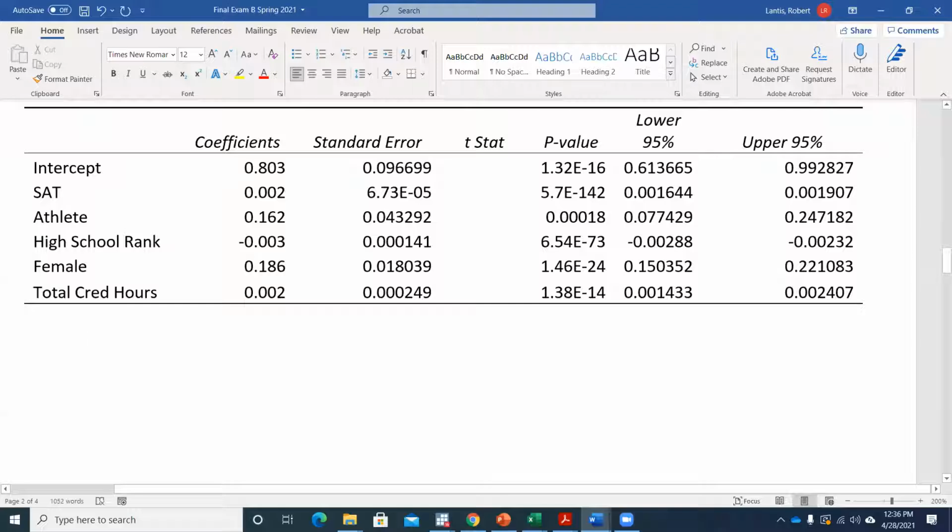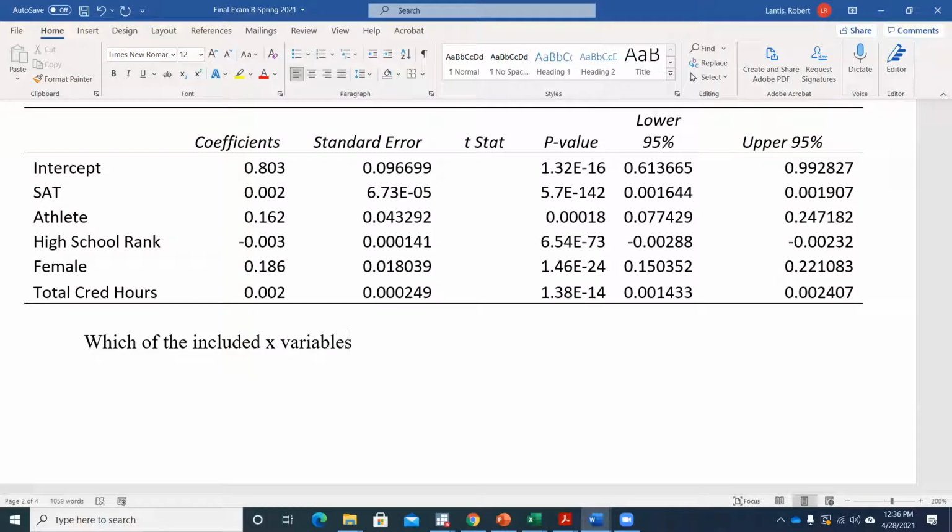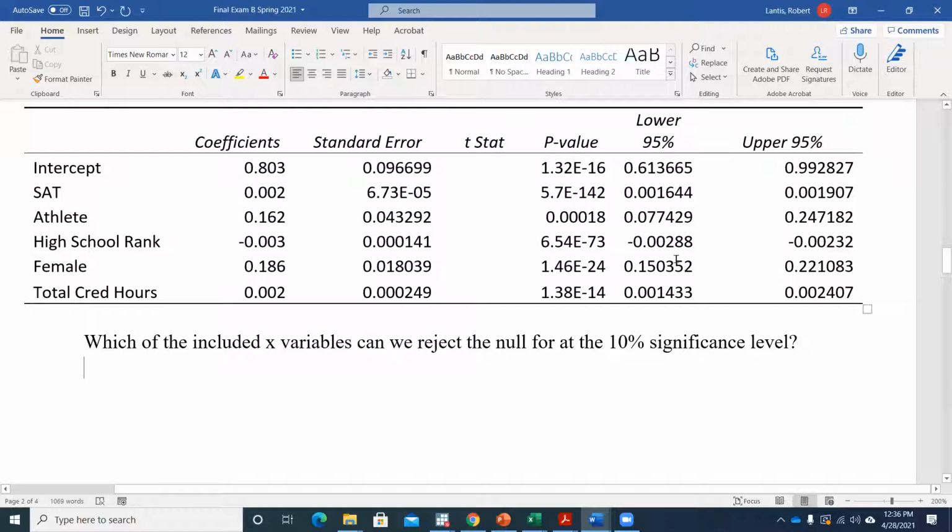Okay. Which of the included X variables, or independent variables, can we reject the null for at, say, the 10% significance level? This is how I would phrase it. That's a very possible question I could ask you on the exam. Now, this output is a little bit weird, because looking at it, which variables can I reject the null for at the 10% level?